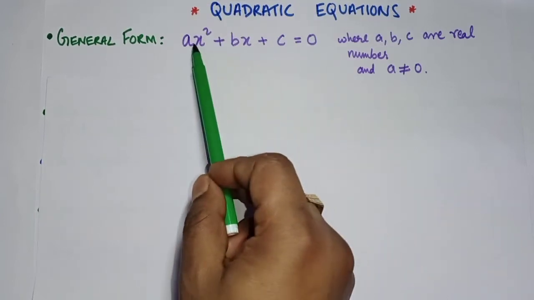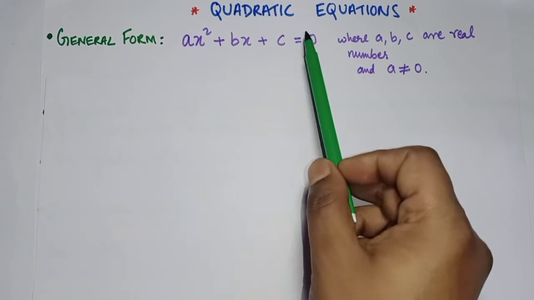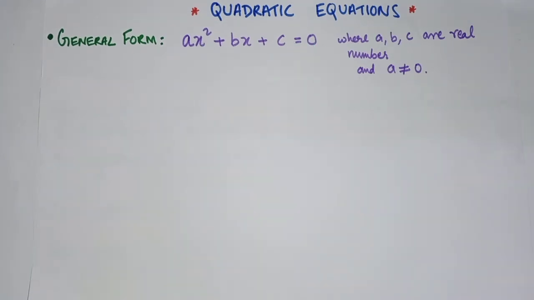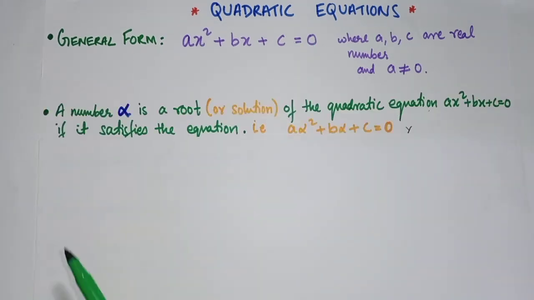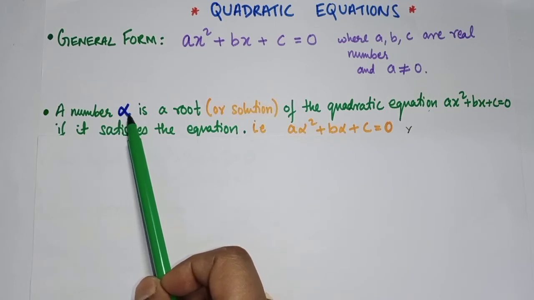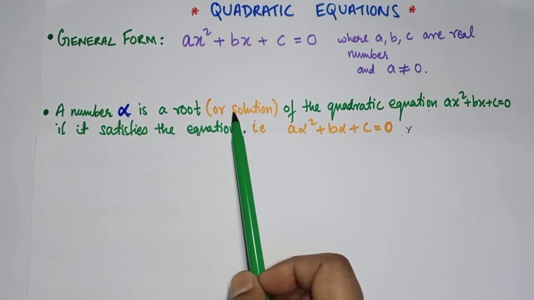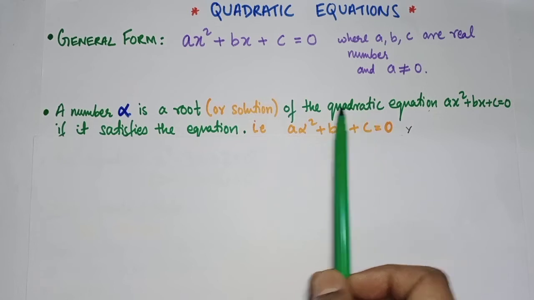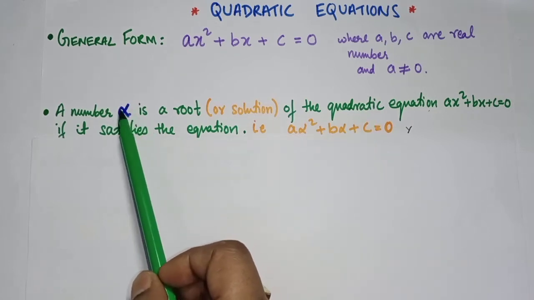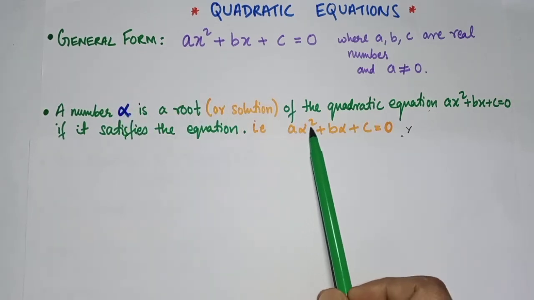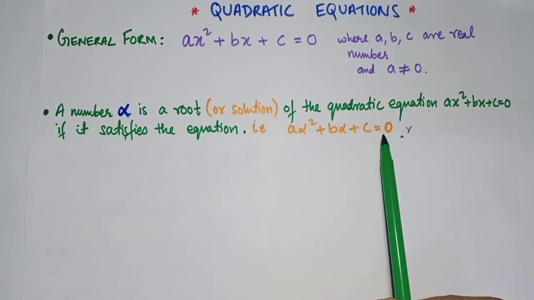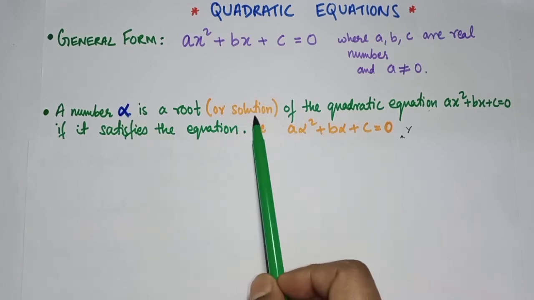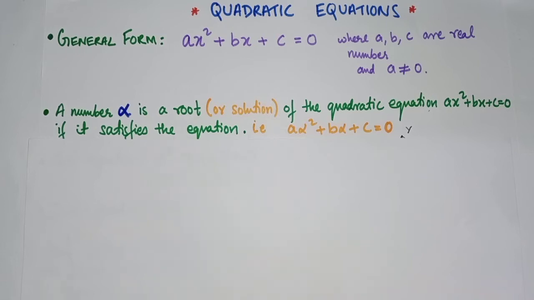That means every time there has to be an x squared term, then only we'll call it a quadratic equation. So what is a solution? You can see a number alpha is a root or a solution of the quadratic equation when, if suppose I have alpha, that alpha I'll put in the equation, a alpha square plus b alpha plus c. If I get 0, then that alpha is called a solution, or mainly it is called a root of that quadratic equation. That means it should satisfy the equation.